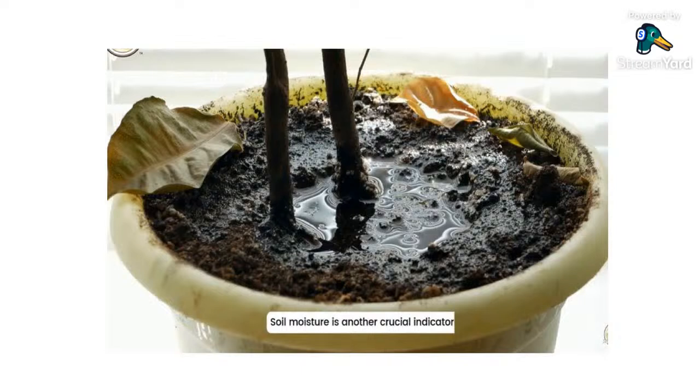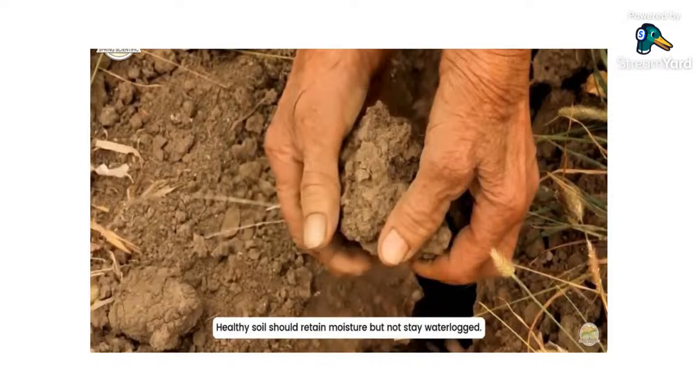You see, soil moisture is another crucial indicator for soil health because it directly impacts plant growth, microbial activity, and nutrient availability. Healthy soil should retain moisture but not stay waterlogged because it should have good drainage. This type of soil has sufficient oxygen and root penetration.